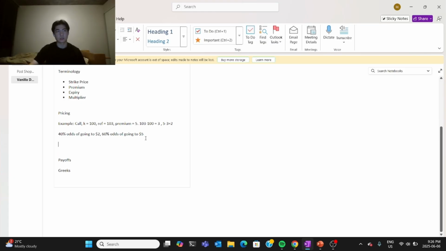How you would price this is it's just expected value, right? You take 0.4, the probability of getting one value, times 2, and that's 0.8, and then you get 0.6 times 5. That's 3. Just add those two together, 3 plus 0.8, and that gets you 3.8. So this option would theoretically cost $3.80.